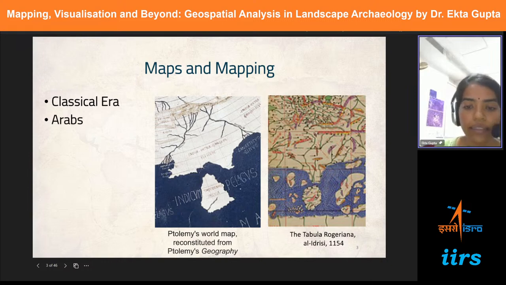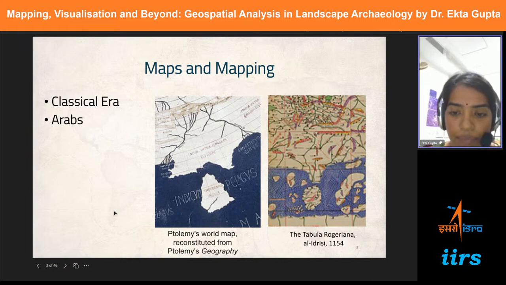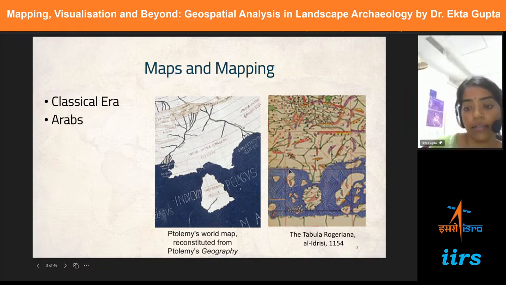And then, the map making did not progress much till I would say the age of discovery. And before that, we find some maps, some Arabic maps. They are also based on previous maps. So again, they are useful, but not that much because the accuracy was not too great. And they were mostly based on travelers' accounts, not done through land surveys. Why I'm talking about these maps, because these maps contain information.